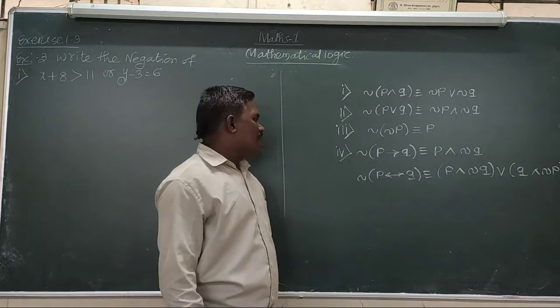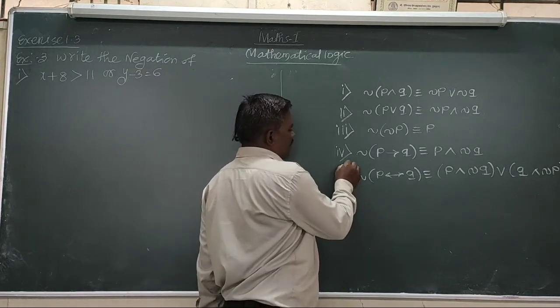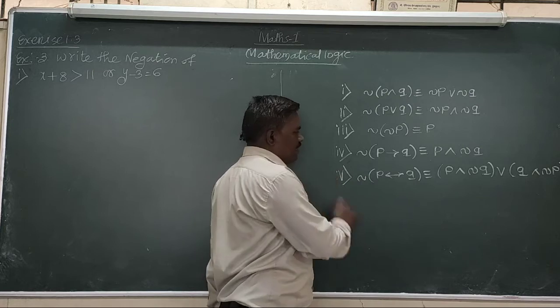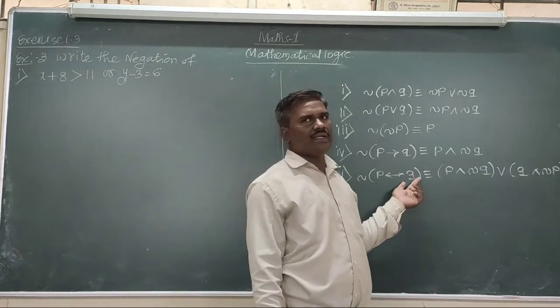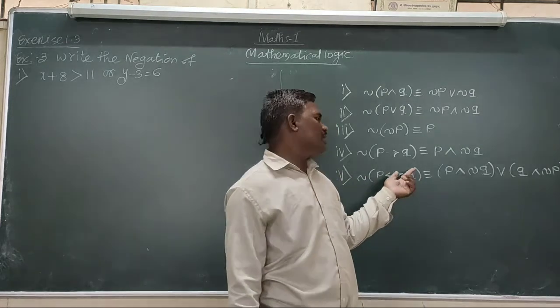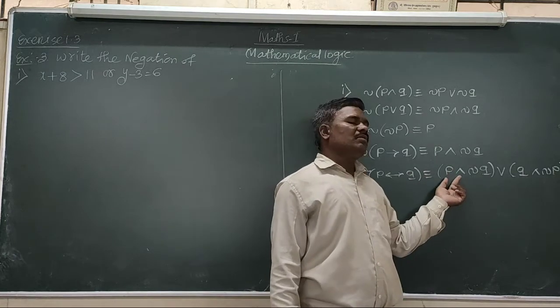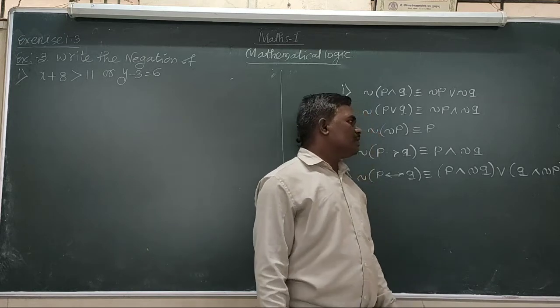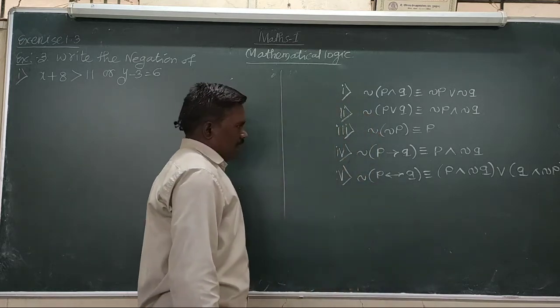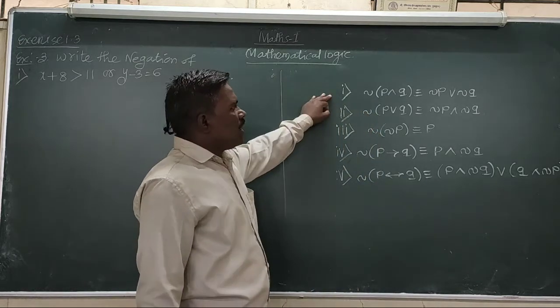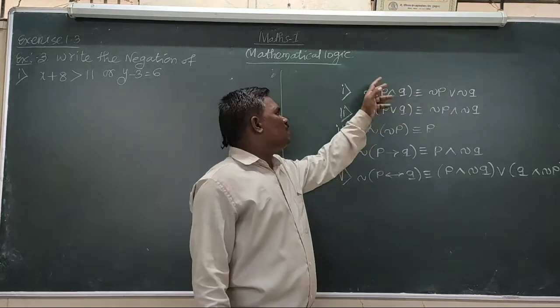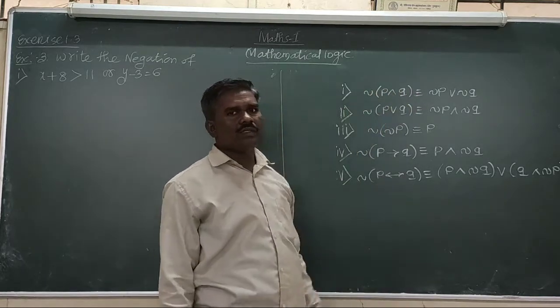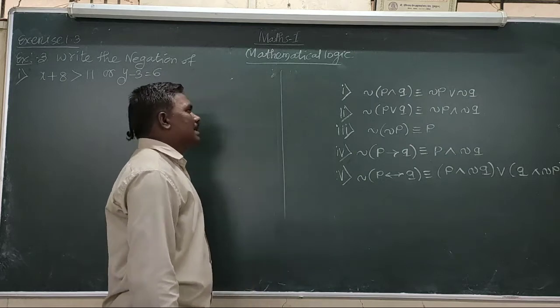And last, the negation of the biconditional, that is the negation of (P implies Q and Q implies P) is equivalent to (P conjunction negation of Q) disjunction (Q conjunction negation of P). The first and second laws are also called De Morgan's laws.